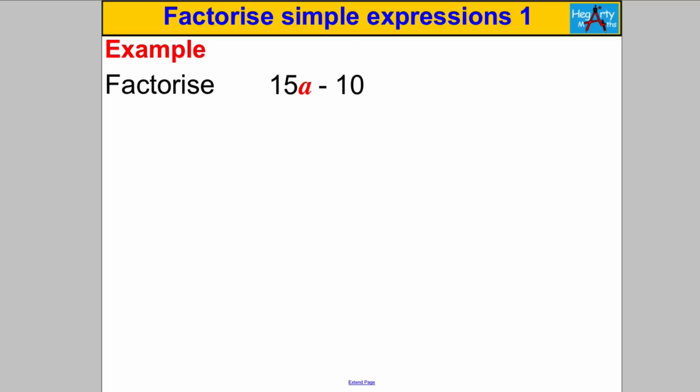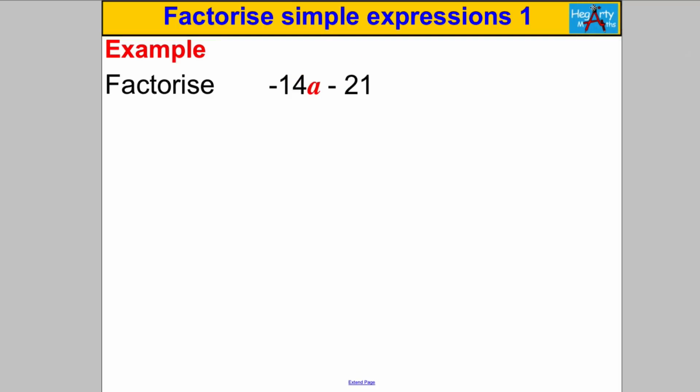Next one, pause, have a go. The highest common factor of 15 and 10, well, that's going to be 5. A, and there's no other algebra here, so it's time to open up those brackets. 5 times what gives me 15a? 3a. 5 times what gives me negative 10? Negative 2. Times it out in your head. Yep, yep, and you're done.